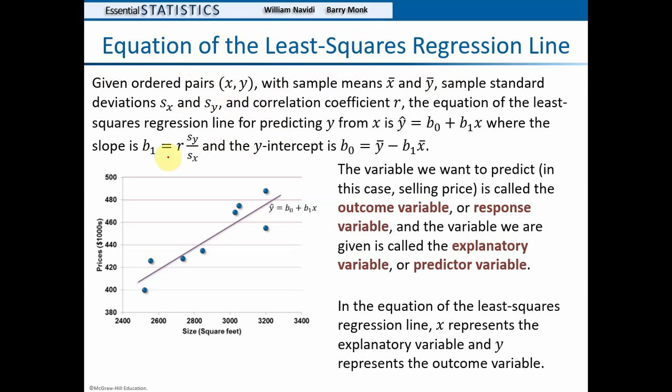So I've got some set of data, the x's and the y's, with sample means x bar and y bar. We calculate those out, giving me the mean of the x's, the mean of the y's, and standard deviations. We use that to calculate the correlation coefficient R. The equation of the least squares regression line for predicting y from x is the model that we're going to use. This turns out to be a straight line.